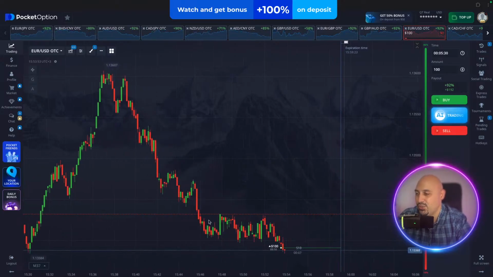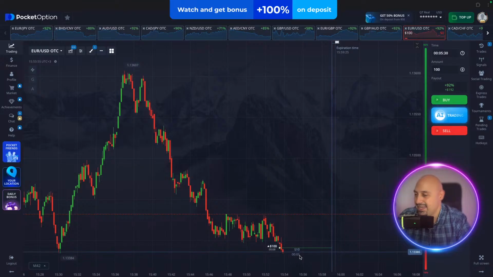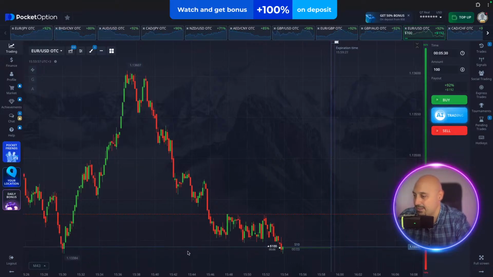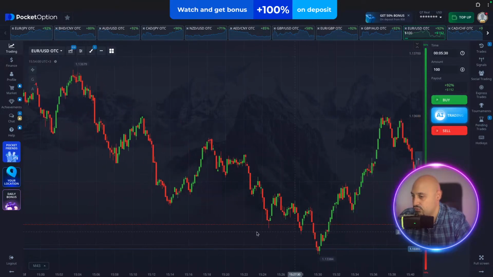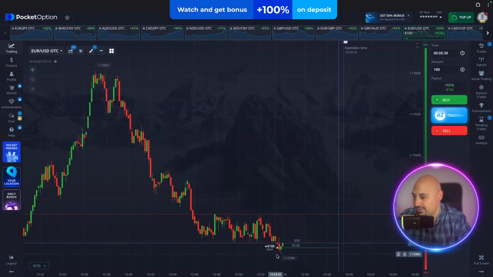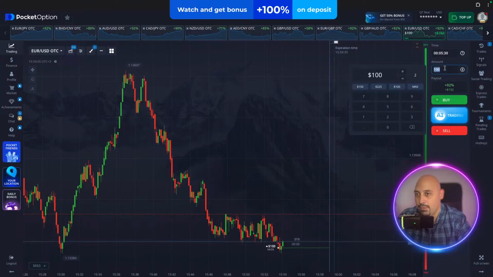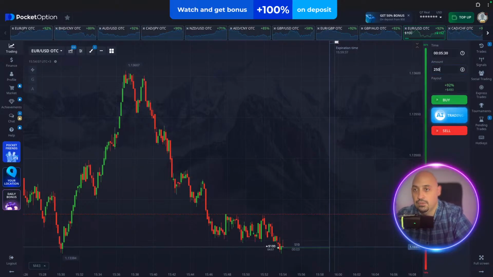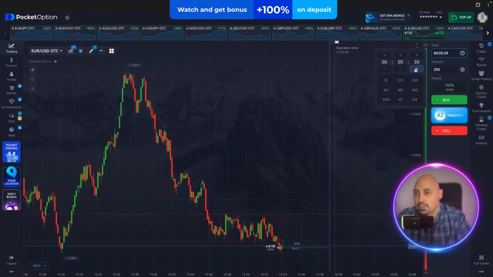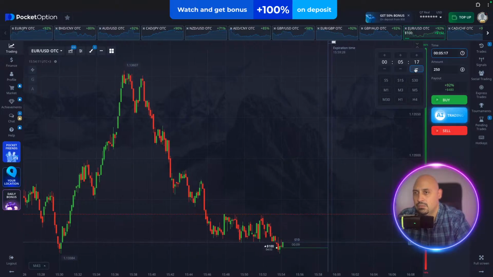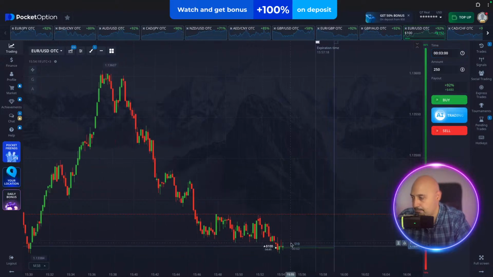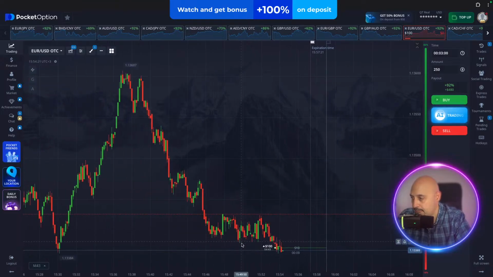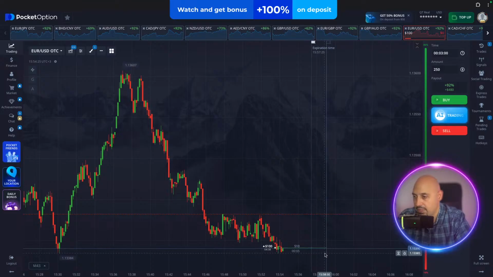I did not pay attention to the expiry time. Nevertheless, if we break this support level, guys, I'm going to open a sell trade, and I'm going to double my money. 250. Expiry time, 3 minutes. All right. Let's see if it will break it. If we go lower than this part over here, opening my sell trade.